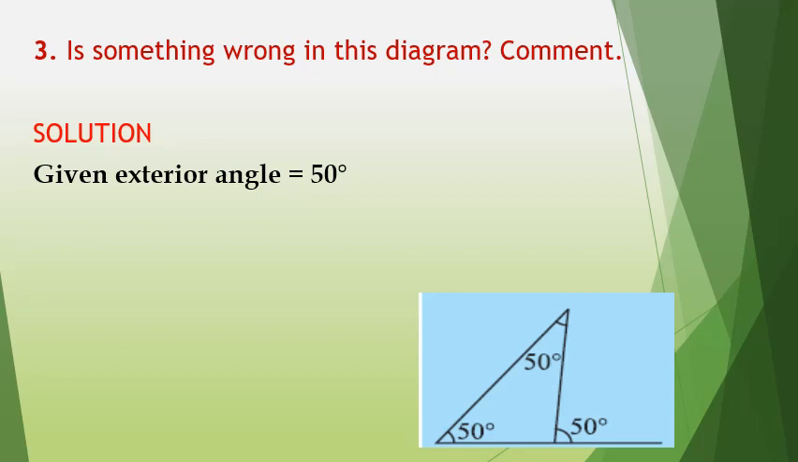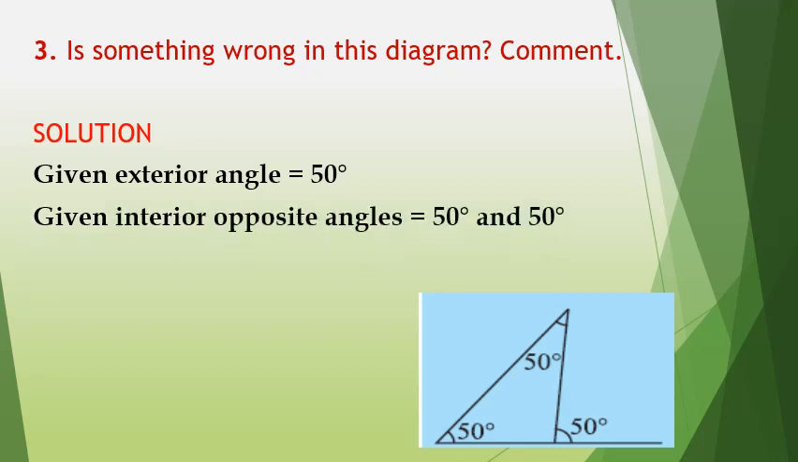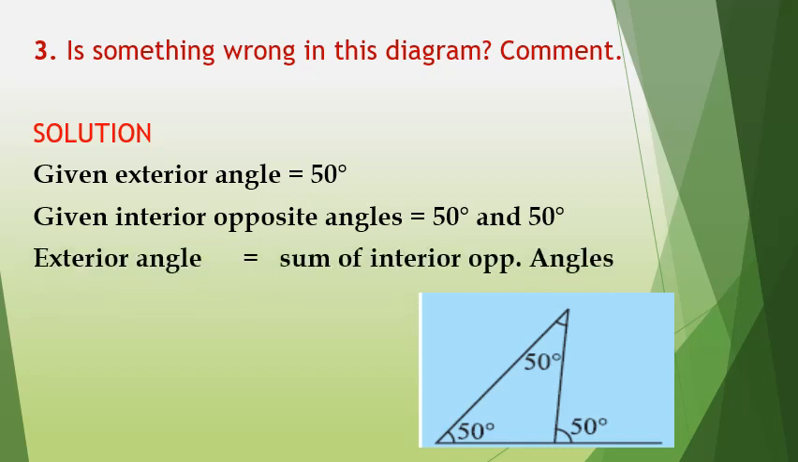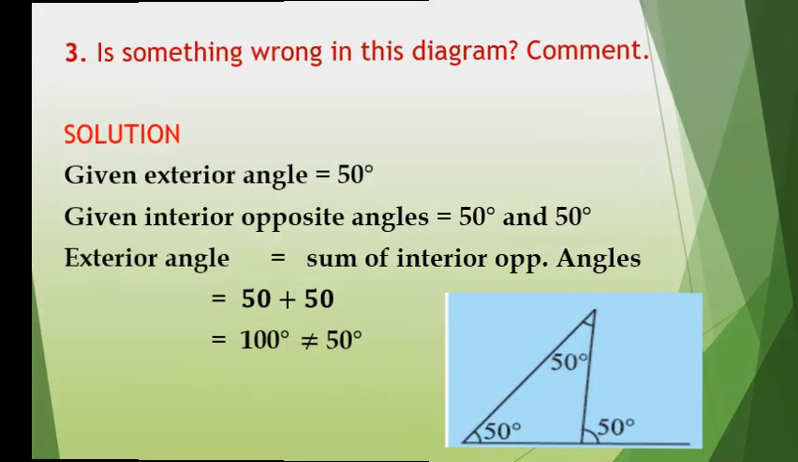Given exterior angle equal to 50 degree, interior opposite angles are 50 degree and 50 degree. By the property of exterior angle, we get exterior angle equal to sum of interior opposite angles, that is equal to 50 plus 50 equal to 100, which is not equal to 50. So the exterior angle given here is wrong.